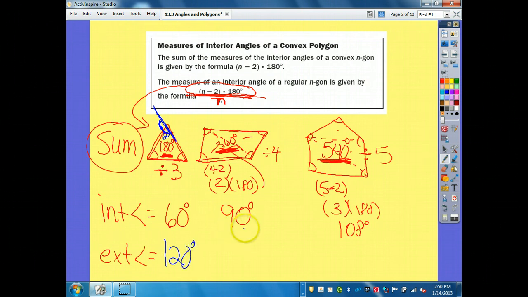What would an exterior angle be for this interior angle? This one's 90 degrees. If it was all congruent, the outside is also going to have to be 90, because you add them together, you get 180. What's the exterior to 108? 72 degrees for the exterior. Make sense? All right, let's practice some more.